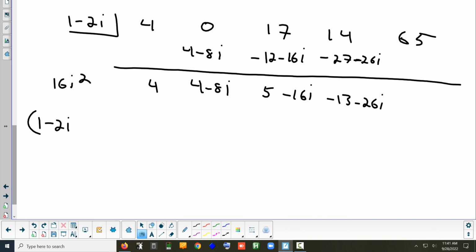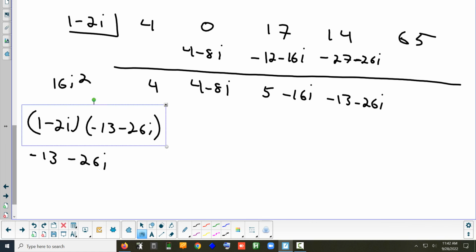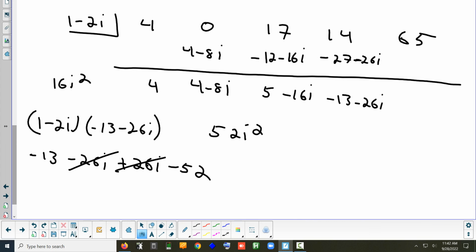1 minus 2i times negative 13 minus 26i. All right, 1 times negative 13. Negative 13. And then that's negative 26i. And then what's negative 2i times negative 13? Positive 26i. So those are gone. And negative times negative, that's a positive 52. So it's a positive 52i squared, which is what? Negative 52. And what's negative 13 plus negative 52? There we go.